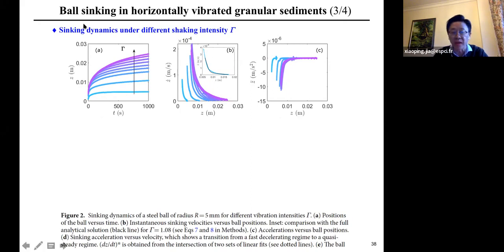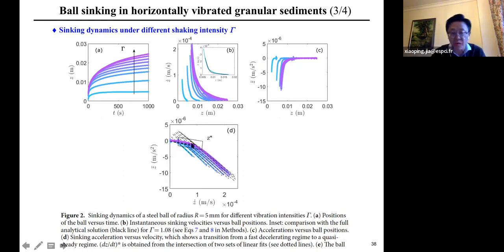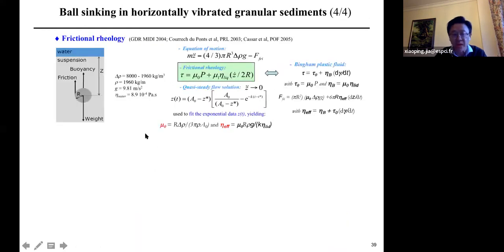We can also obtain the velocity of the falling ball and the acceleration of the falling ball in the course of time, or we may make a cross plot between the sinking velocity and the acceleration. We note that the ball very quickly reaches a quasi-steady state where the deceleration process becomes negligible. So we focus more on this stable regime.